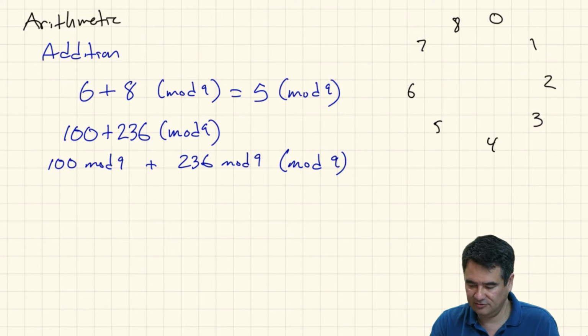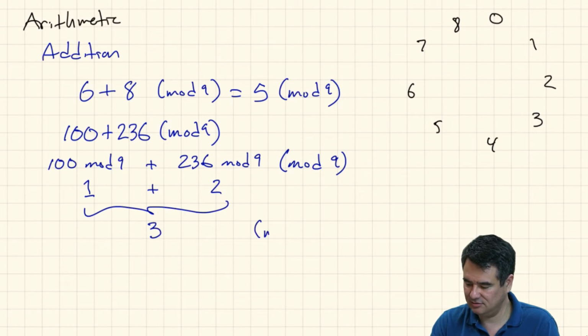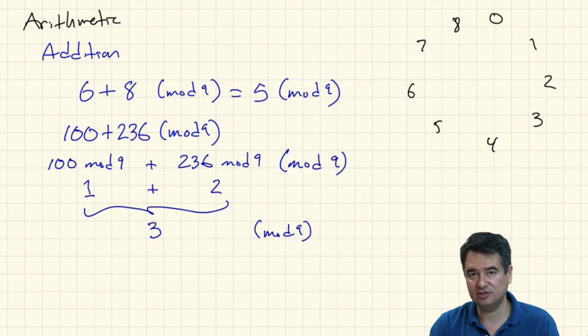Okay, so we know that this number here is 1, and this number is 2. So we end up with a total of 3 mod 9. So we didn't have to actually add 100 to 236 and then find mod 9. All we had to do is keep the number small by immediately hacking down the 100 to 1, the 236 to 2, and then just adding them together.